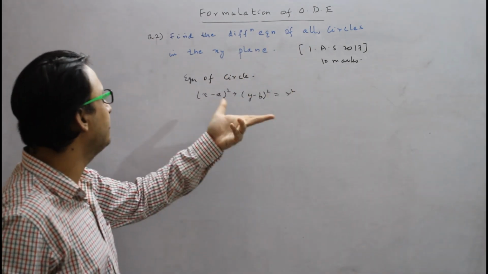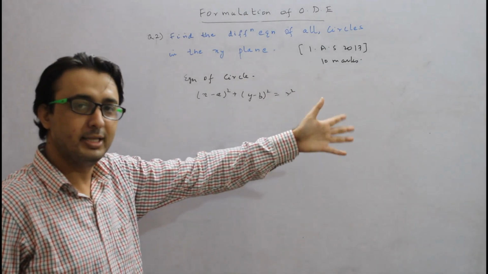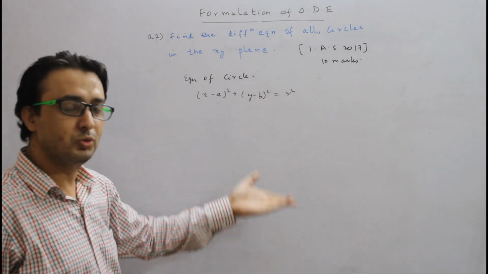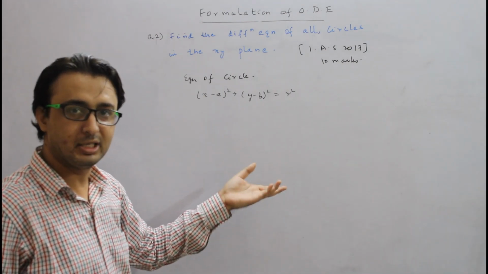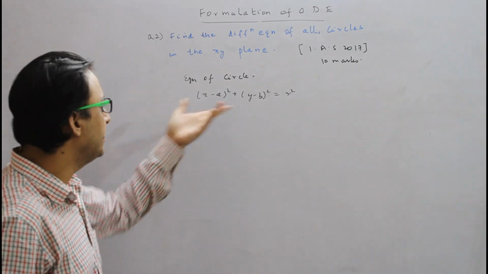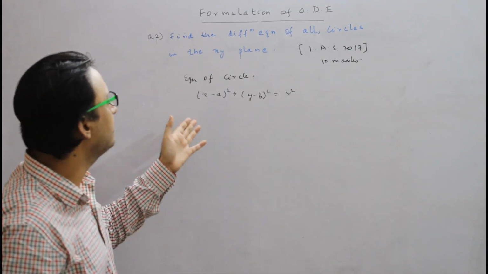You could have done it by x square plus y square plus 2gx plus 2fy plus c is equal to 0. That is also the general format. If you do it by that method also, there also we have 3 arbitrary constants and we will get our value. You can try it yourself. I'm going to find the solution through this method.